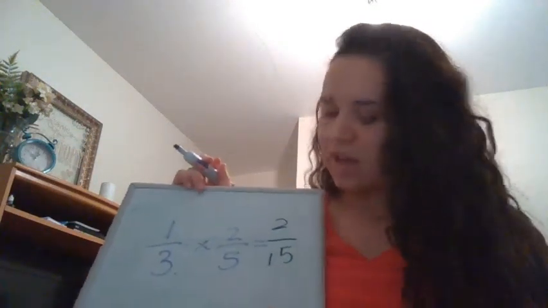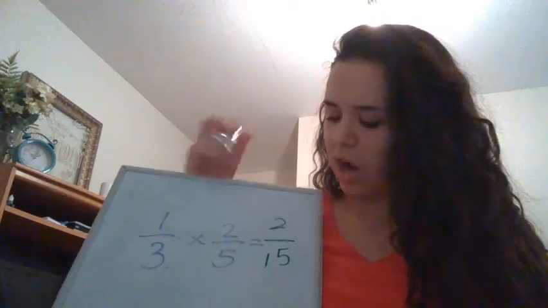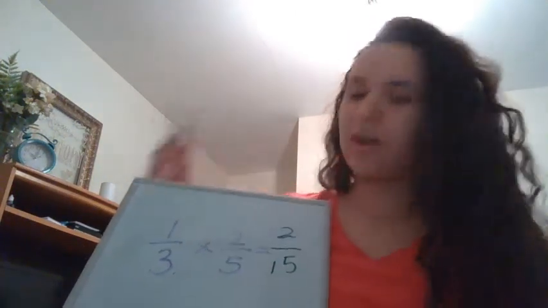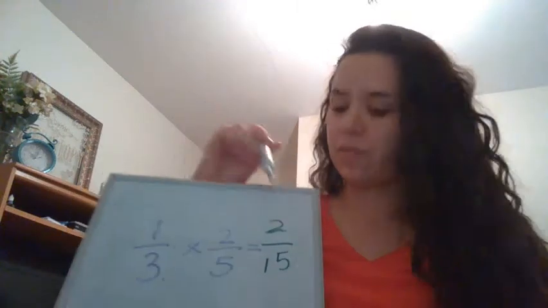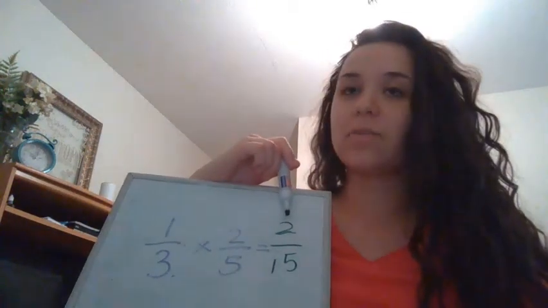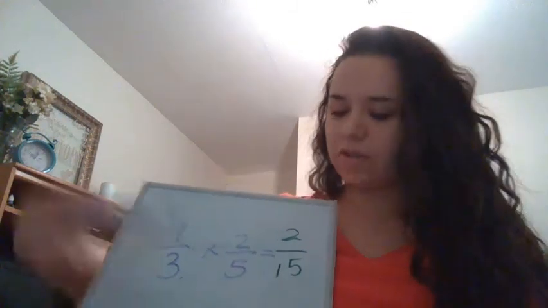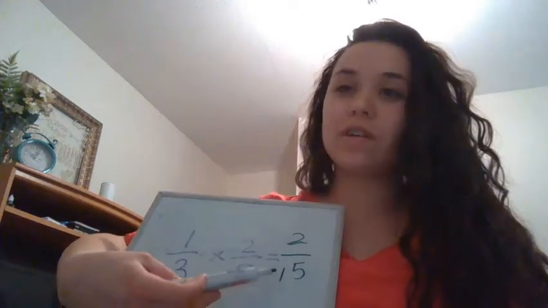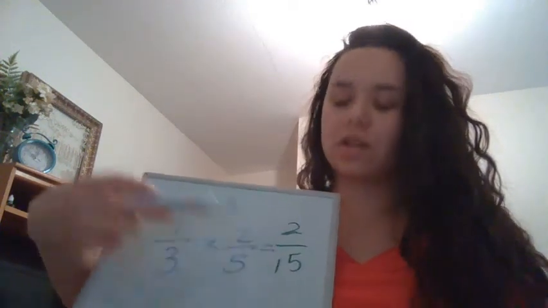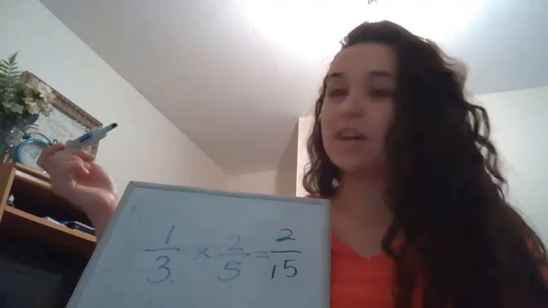I look at that. I don't think I can simplify it, but let's go ahead and try. My first thing when I simplify is I'm going to think, can I divide it by 2? So let's look at the numerator. Can I divide that by 2? Yes. What about my denominator? Can I do 15 divided by 2? Nope, can't do that. So that's as small as it can go for right now.